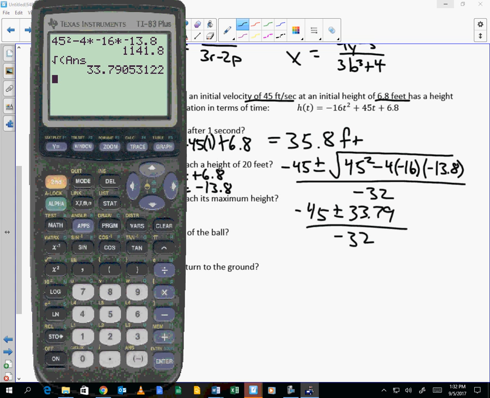Now, let's think about this. How many times is the ball going to have a height of 20 feet? Twice. Yep, very good. Once on the way up, once on the way down, unless it was the maximum height, then that wouldn't work out. So how do I come up with two results from this? I have to do parentheses: negative 45 plus 33.79, in parentheses, divided by negative 32, and I get 0.35.